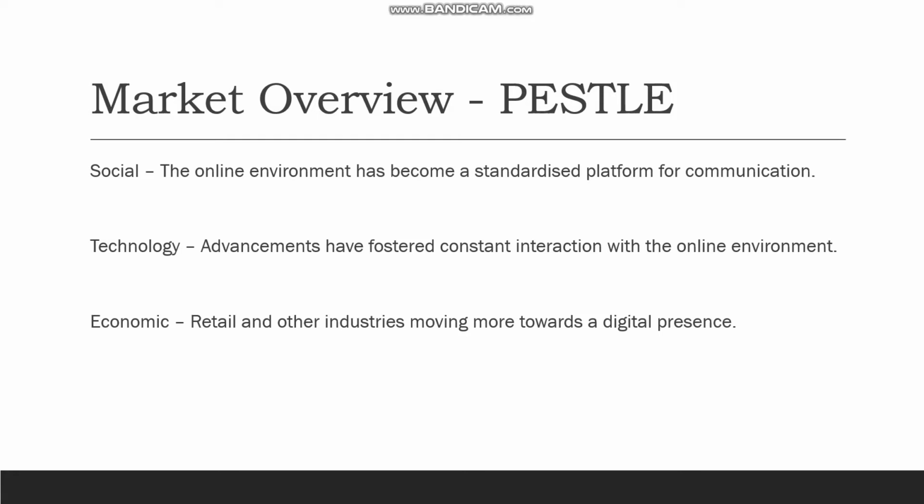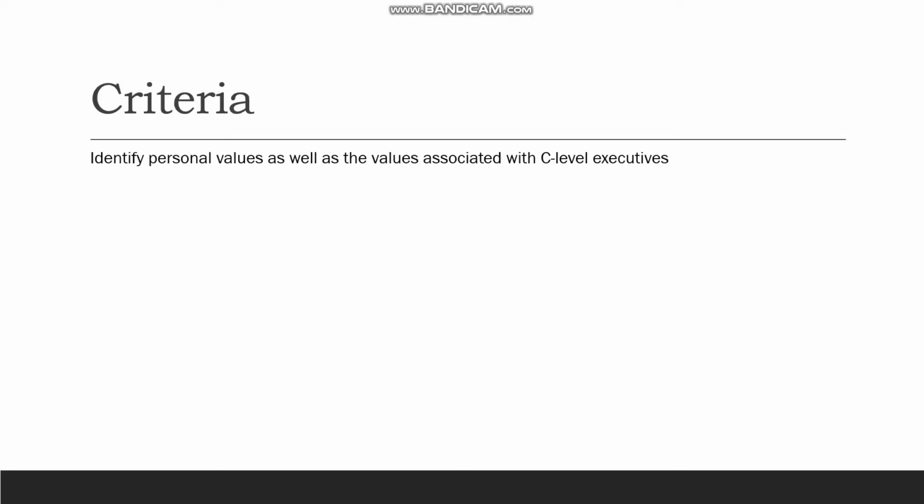Economically, retail and other industries move more online every day. Gugnani 2018 notes that e-commerce accounts for 10% of India's GDP and is growing at 10% per annum. With more commercial activities in the online space, it's crucial to develop and manage an online brand, a personal online brand. So what are the criteria that are important for a personal online brand, and what are the key criteria to address? To know this, we need to know our objective.